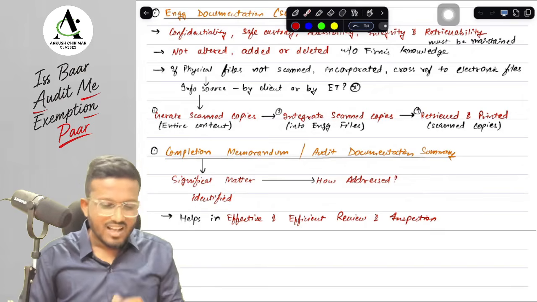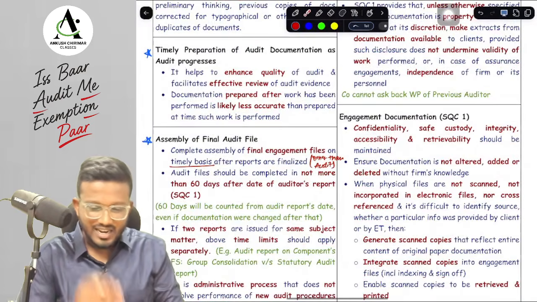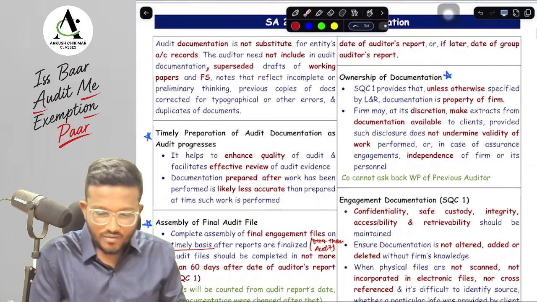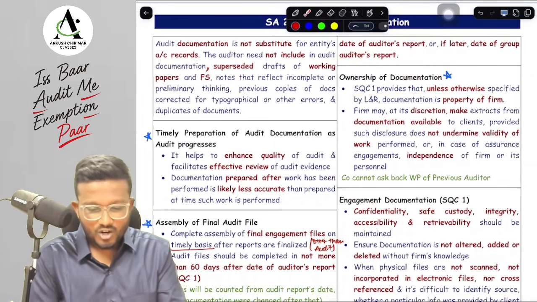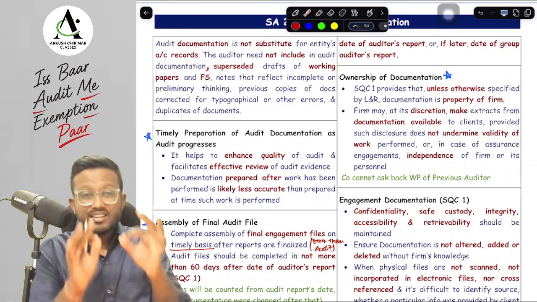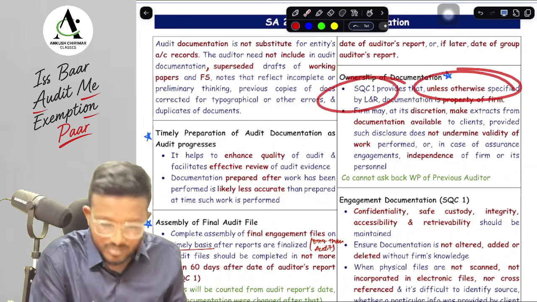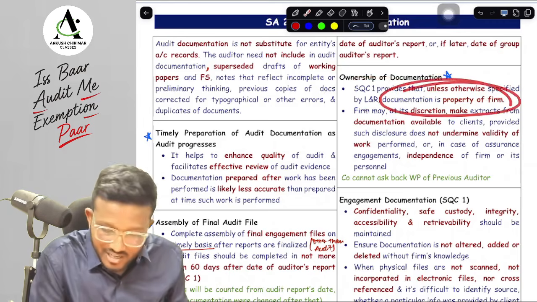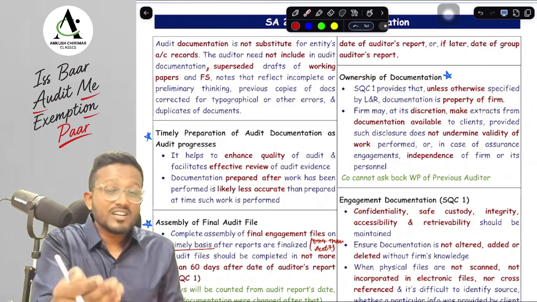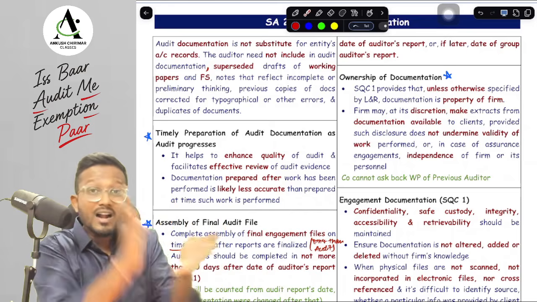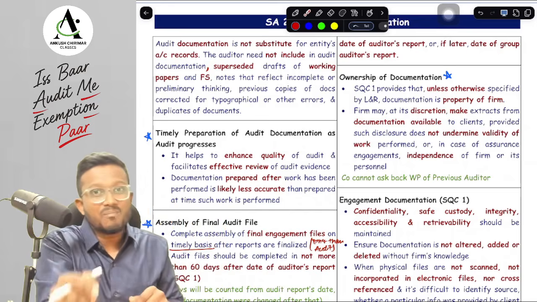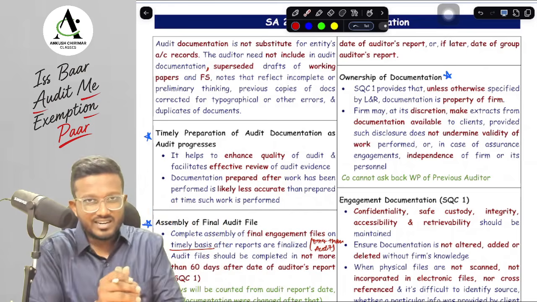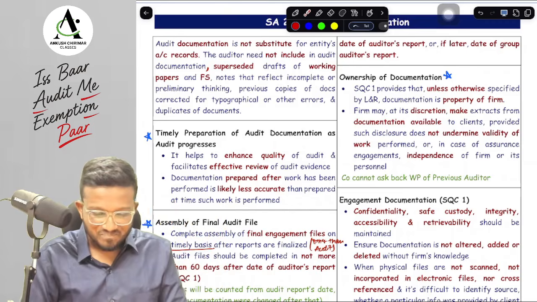Okay, yes sir, this was it for SA 220. Let's discuss it from the concept book itself. Now we are talking about ownership of audit documentation. This is important. They are saying that SQC 1 says that unless it is otherwise provided by law and regulation, the documentation is the property of the firm. At your discretion, you can provide extracts to the client, but ensure that this does not undermine the validity of the work or your independence. Okay, yes sir.